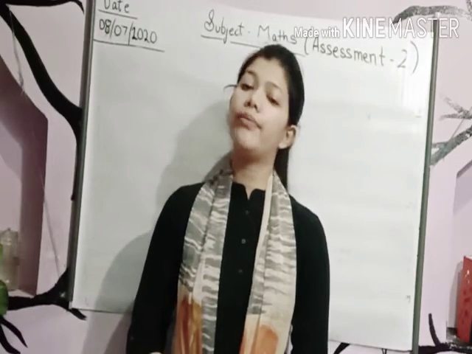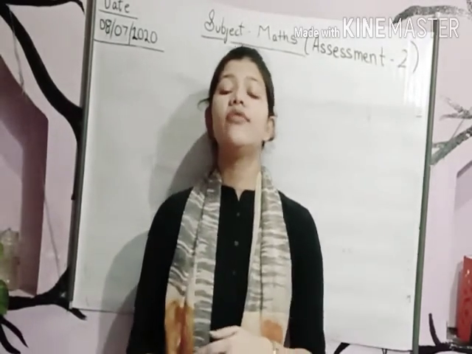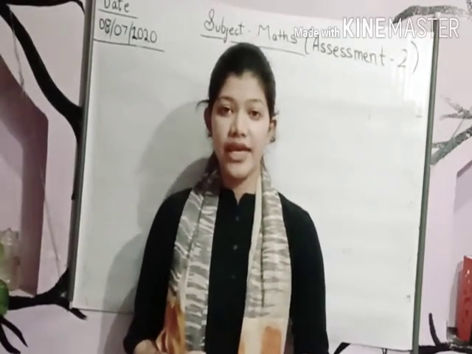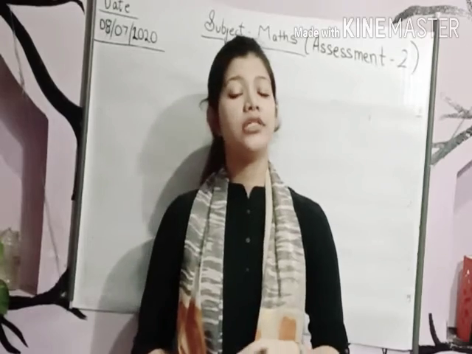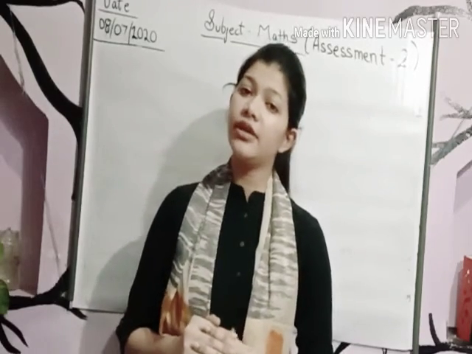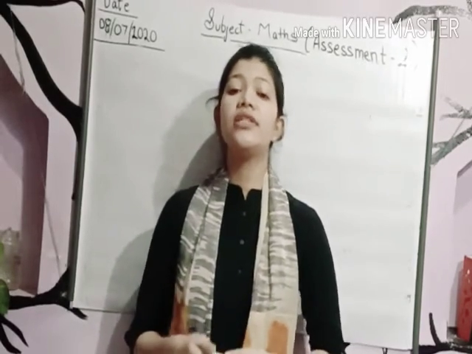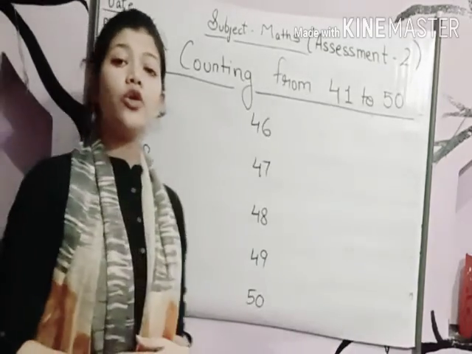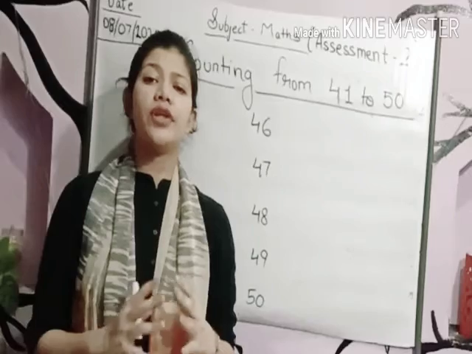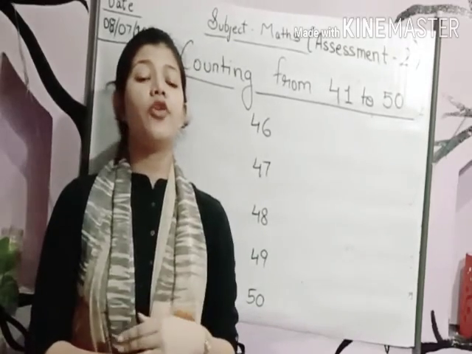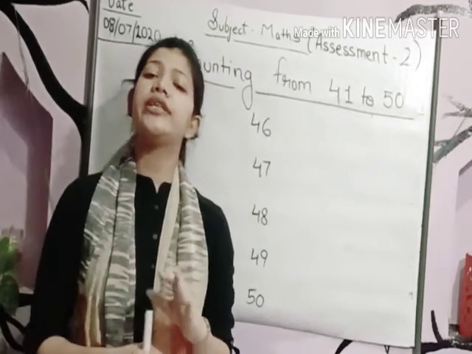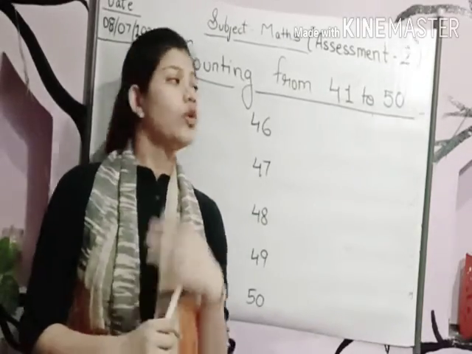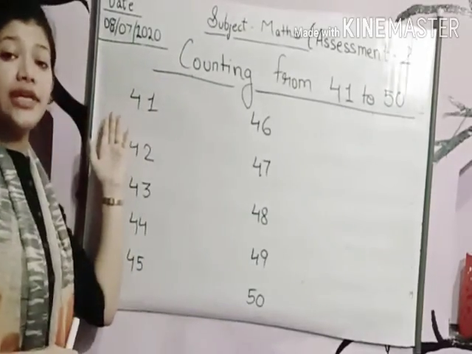Today I am back with the next topic related to chapter 4. Students, if you all remember, yesterday we learned counting till number 40. I hope you have learned counting till number 40. Now, today we will start from number 41. We will write numbers from 41 onwards in the same way we have written earlier. So let's start from number 41.